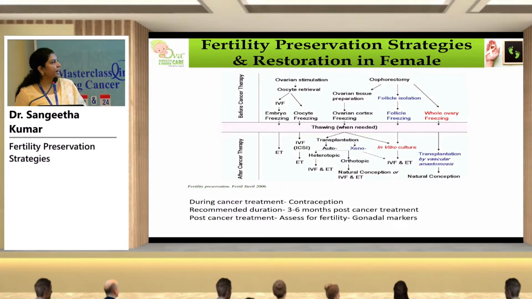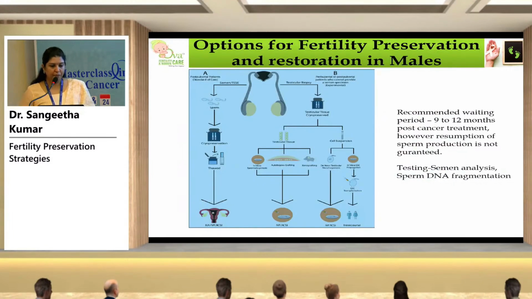During the cancer treatment, the patient should be counseled on contraception, and it is also recommended to continue the contraception 3 to 6 months post cancer treatment. Before starting the fertility treatment, or when they plan for pregnancy, they have to be assessed for fertility function, mainly the gonadal markers. And this is the same with males also. The recommended waiting period is 9 to 12 months, but even after that, it doesn't guarantee that there would be sperm production. But before planning for pregnancy or for any ART treatments, semen analysis and sperm DNA fragmentation should be done.